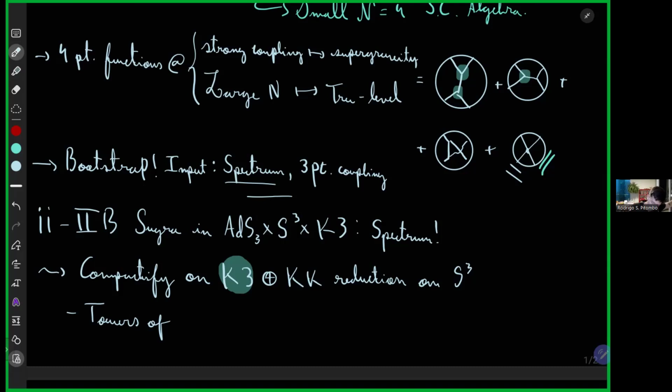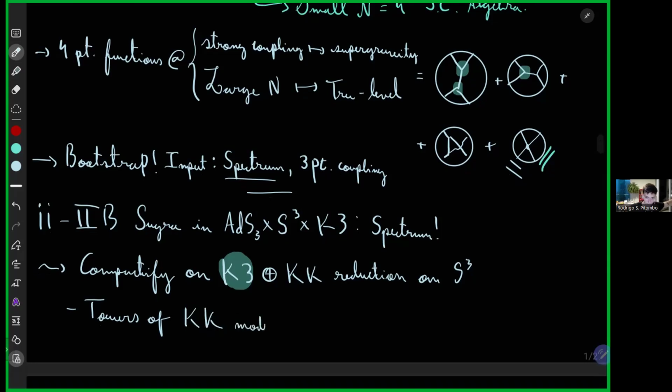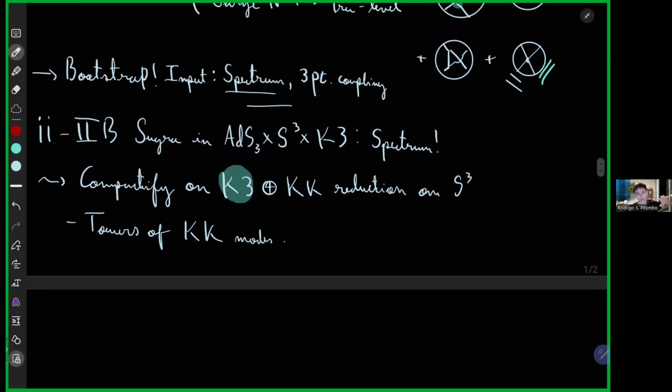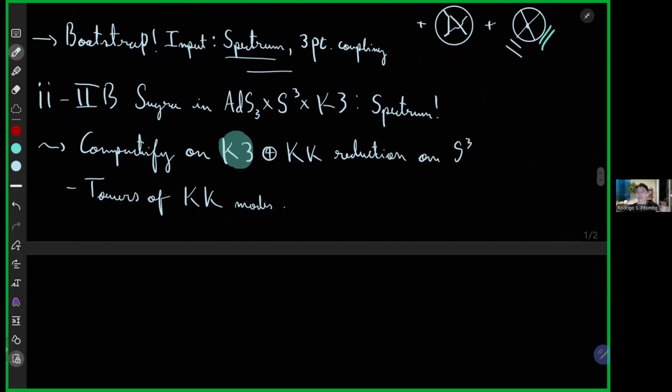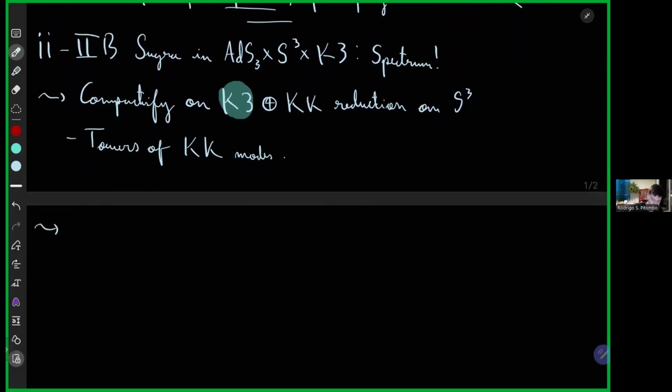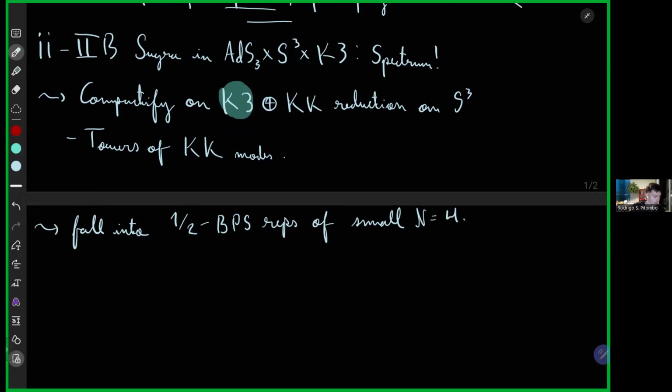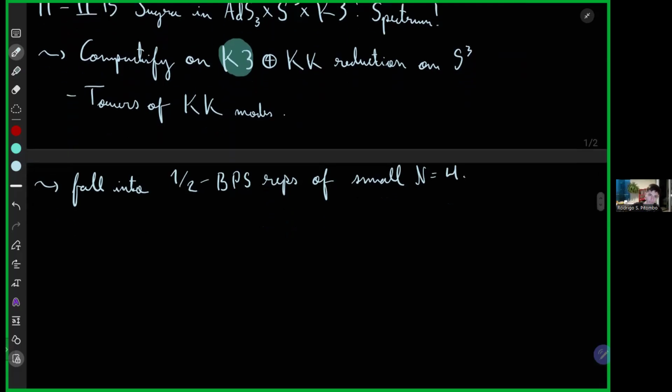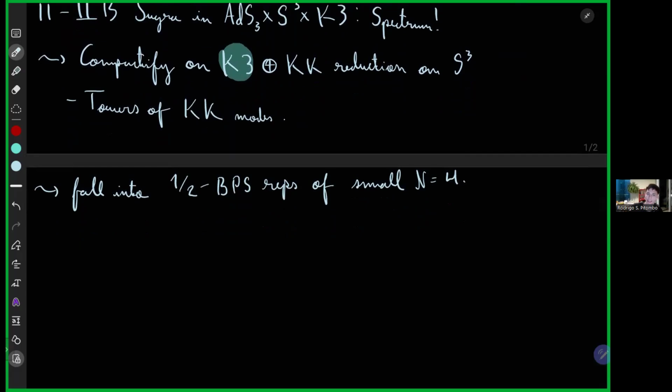You're welcome. So we have these 3 towers of KK modes. Remember, we have superconformal symmetry, so everything should fall into representations of the superconformal algebra. And these Kaluza-Klein modes fall into the so-called half BPS representations of the small N=4 algebra, which is the superalgebra that I've shown you before. Half BPS representations are special essentially because they are annihilated by half of the supersymmetries.